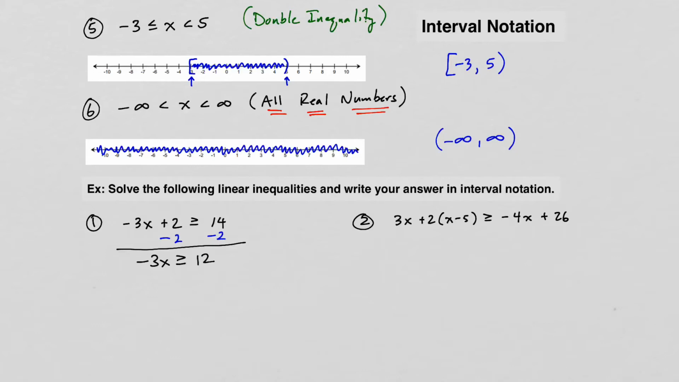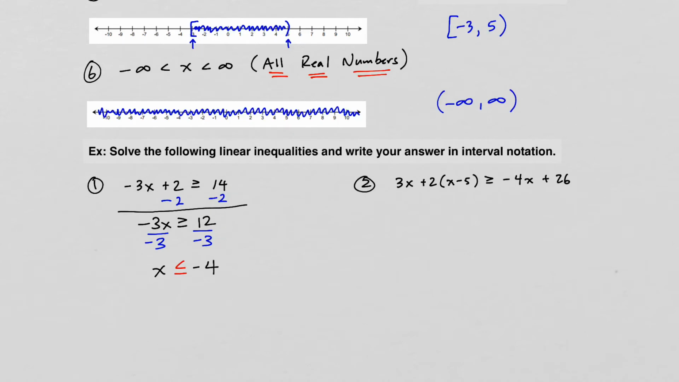Now the next step here is we have to divide both sides by negative 3. Now this is a critical step. So to get x by itself, we have to divide by negative 3. 12 divided by negative 3 is negative 4. However, anytime you divide by a negative number, you have to reverse the inequality symbol. And that is the only difference between solving equations and inequalities. When you multiply or divide by a negative number, you have to reverse the sign.